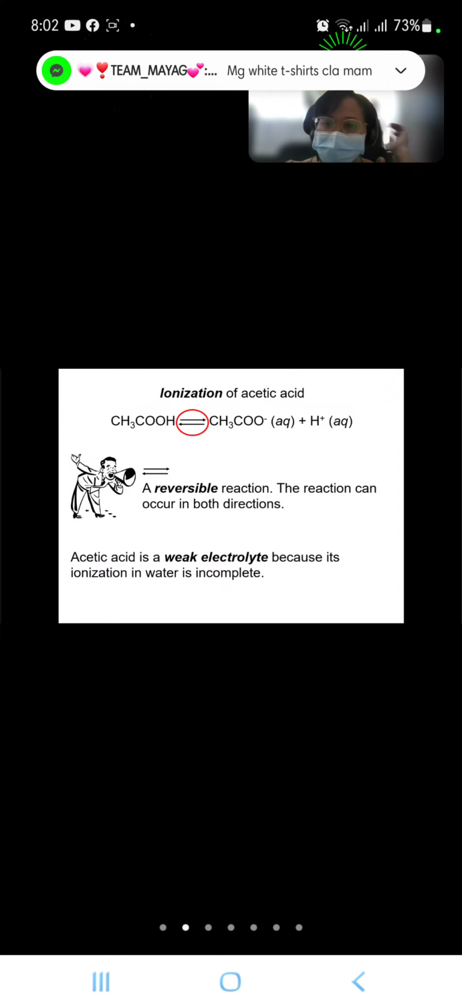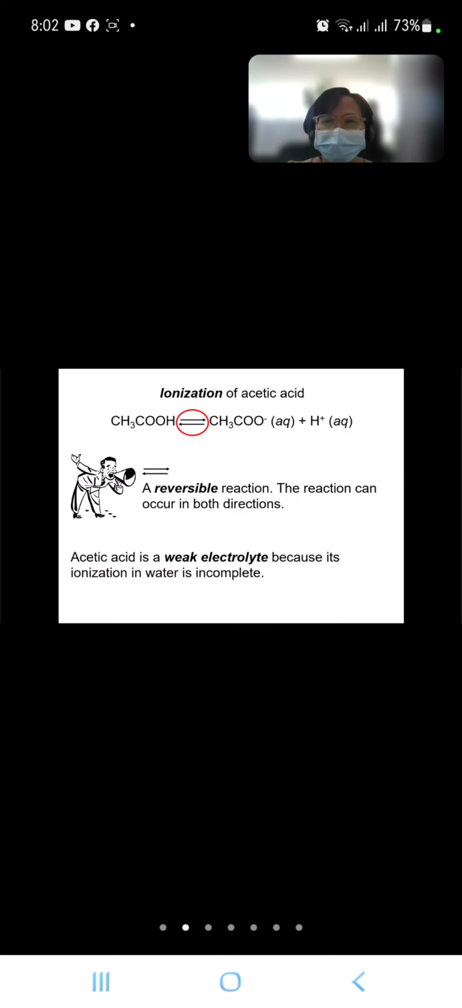But for sodium chloride, the dissociation is 100%, no? 100%, and there is no chance of bonding these ions together, because the dissociation is complete. So that's why sodium chloride is considered a strong electrolyte, because the dissociation is complete.